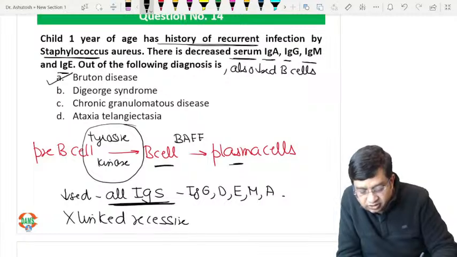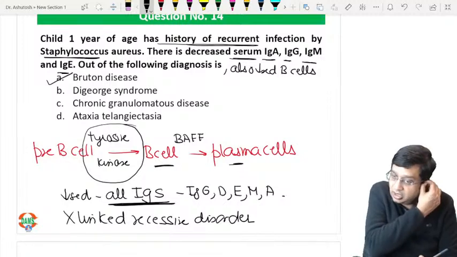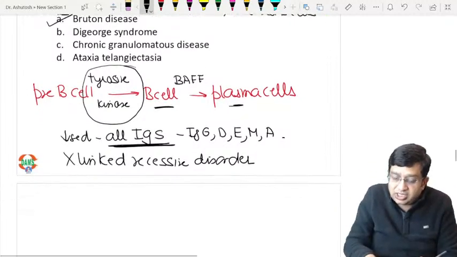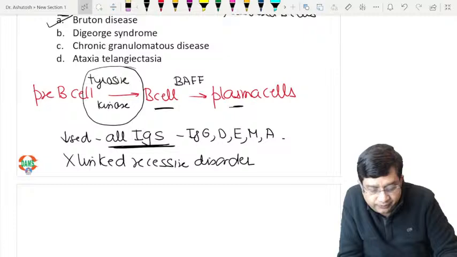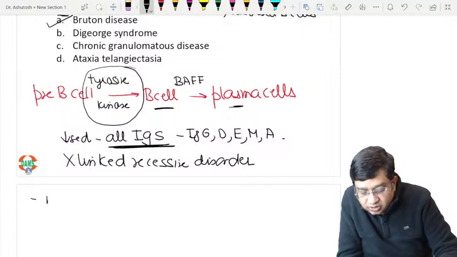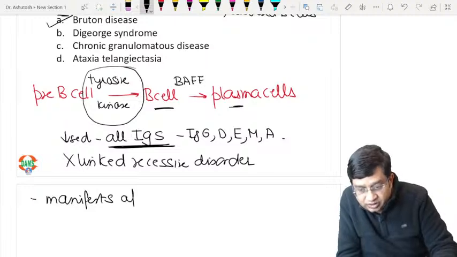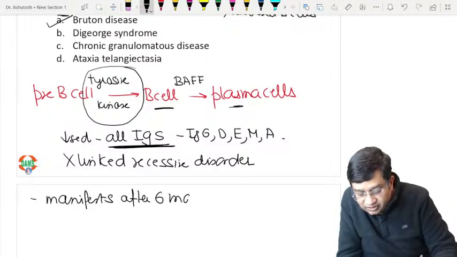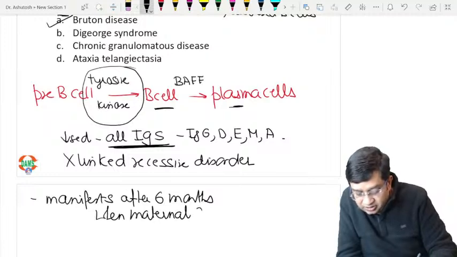X-linked recessive disorder. So according to me, in the choices they might have given boys also. Instead of child, they might have given boy of 1 year of age. Then this usually manifests after 6 months, when maternal antibodies disappear.